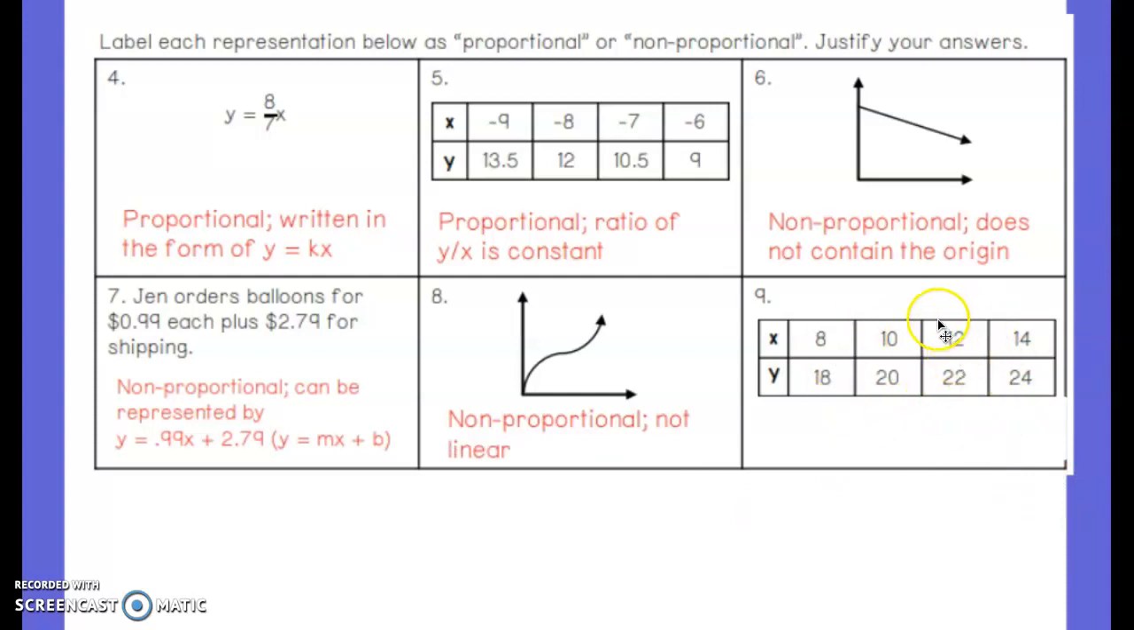For number 9, y divided by x, whenever I do 18 divided by 8, I get 2.25. Whenever I do 20 divided by 10, I get 2, which means it's non-proportional because it doesn't have a constant ratio.